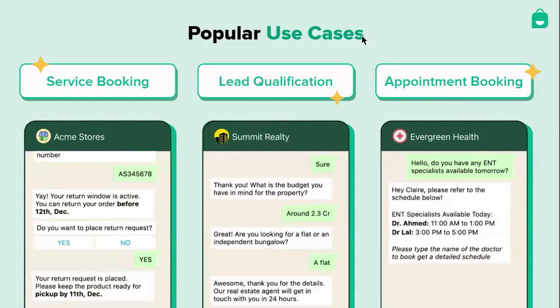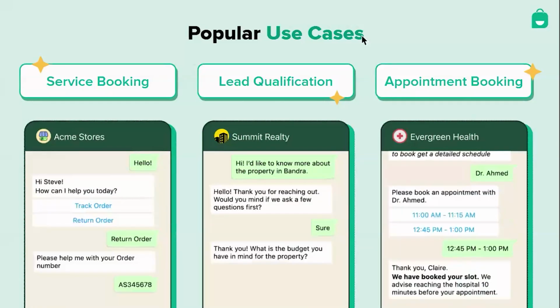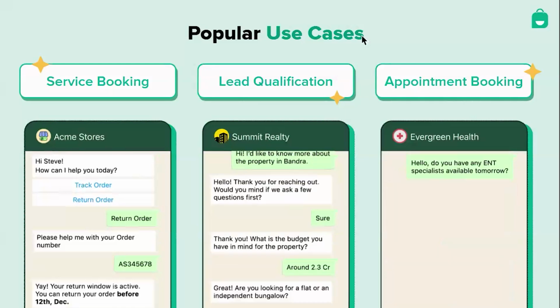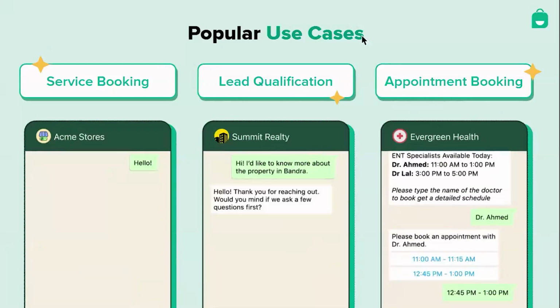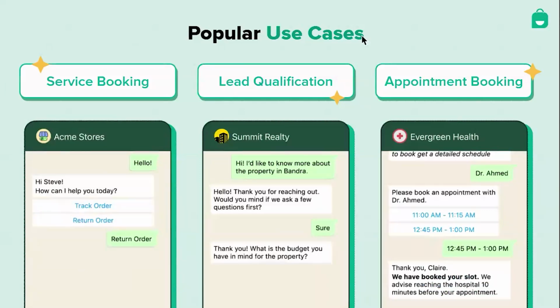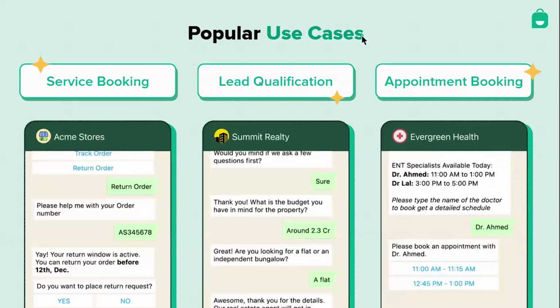Now, talking about some popular use cases, right? First is obviously lead qualification, right? Let's say you're a business and you're looking to ask certain specific questions before you qualify your potential leads. Automation can handle this efficiently.